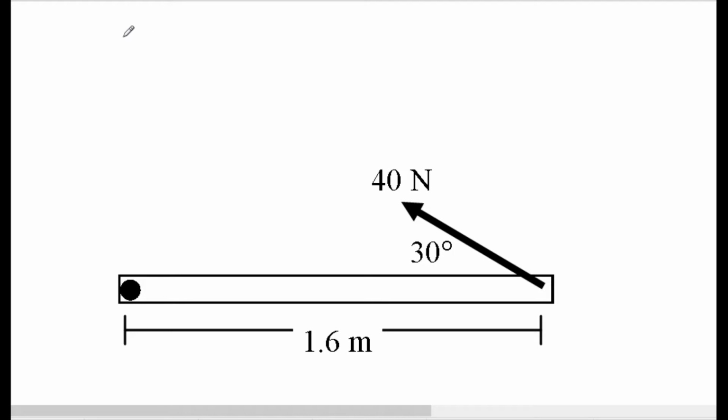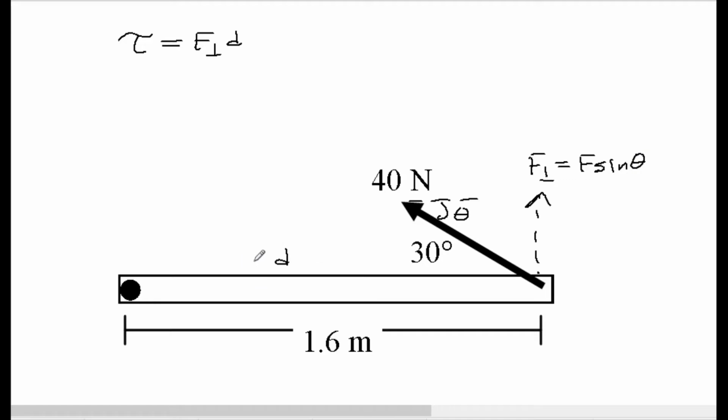Now, normally we say that torque equals a perpendicular force times the distance. Well, down here, we could say that this is the force perpendicular, right? And that would be theta as well. So the perpendicular force would equal the force times sine theta. Easy enough. And if we call this the distance from the pivot, d, then torque equals F sine theta times d.